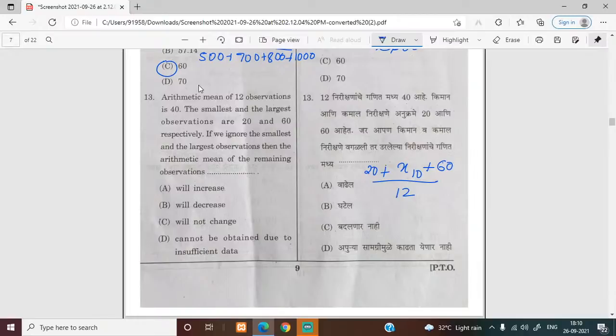1, and this is 10 observations and 1. So 10 plus 2 is 12. So we are dividing it by 12. It is how much? 40 it is there. Okay. So x10 is going to be 12 into 40 is how much? It is 480. 480 minus 80. So this is 400. So sum of 10 terms is 400.